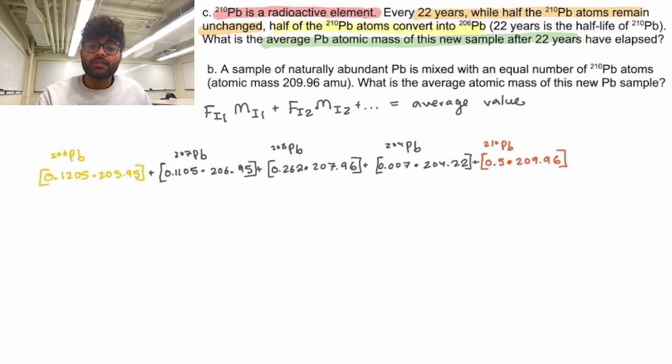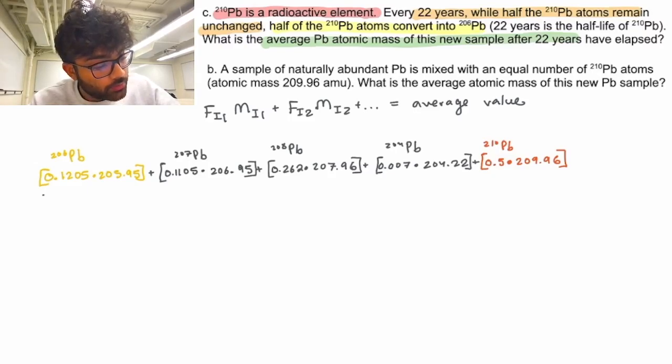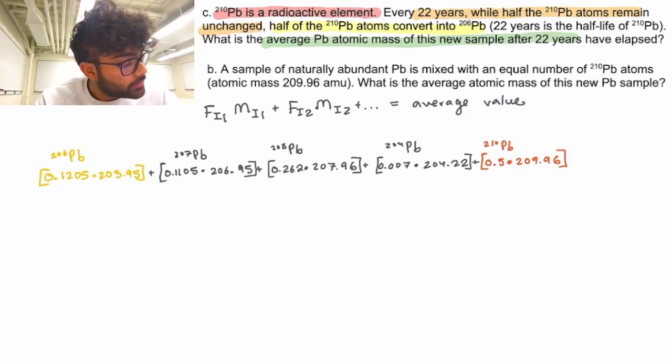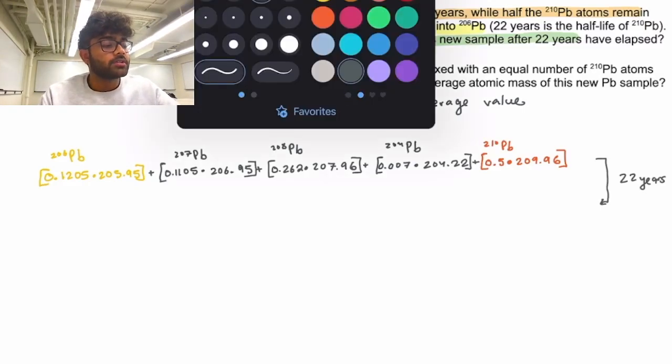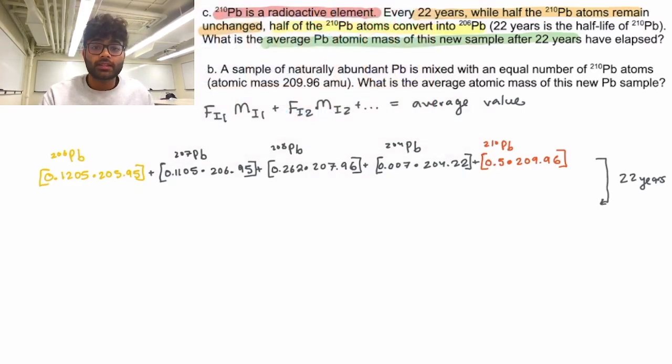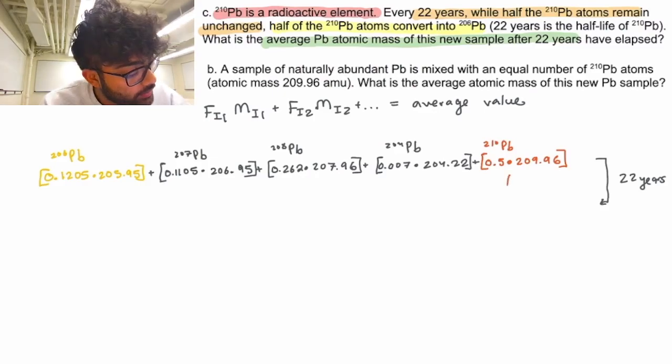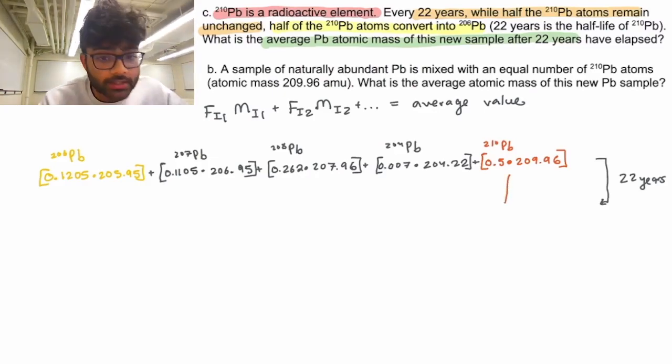So here we have the expression to solve Part B, and we have all of our lead isotopes as well as their fractions and their masses. So let's see what changes from B to C. We know that 22 years elapses, and in that 22 years, half of our lead-210 goes away and half of our lead-210 remains.